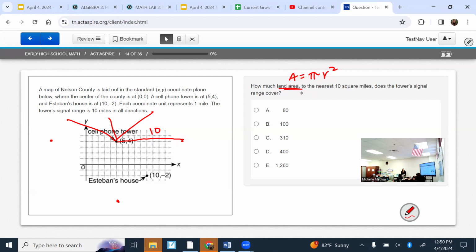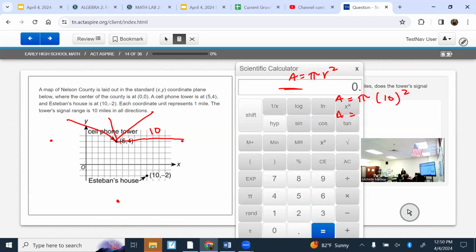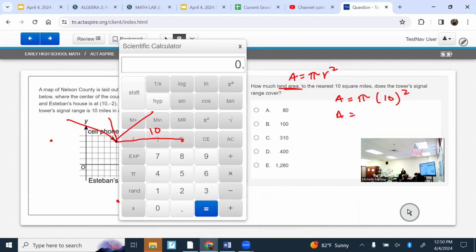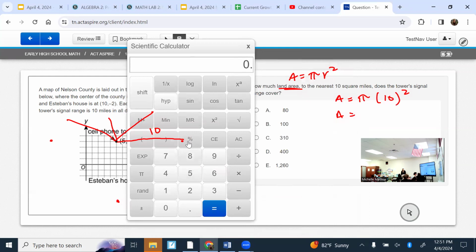And there is a pi button on the calculator, so I'm going to use the pi button. Radius is 10, we're going to square it. And I'm going to use my calculator to find my answer, and we're going to round that answer to the nearest 10 square miles. Because this calculator is kind of funky, I'll do the 10 squared first. So 10 to the power of 2 is 100. We're timesing that by pi, which is this button.